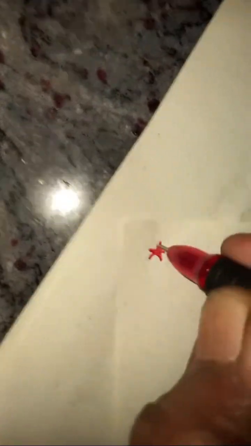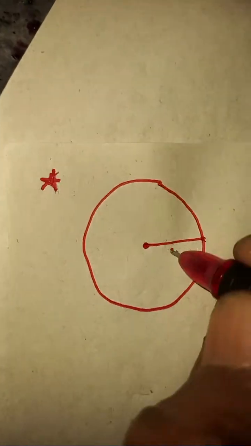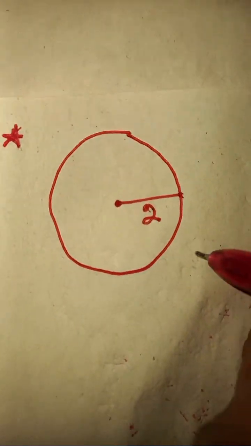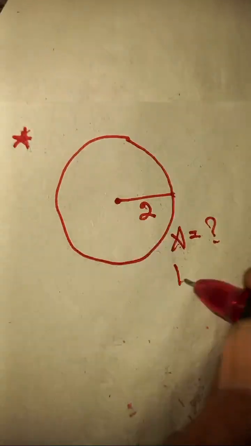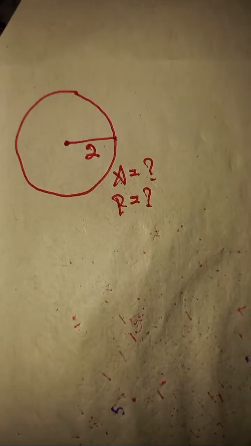Let's take one more circle like that. In this circle they are giving the radius as 2 units. Now you need to find out what is the area and what is the perimeter. Okay, practice some more problems, some 3-4 problems.